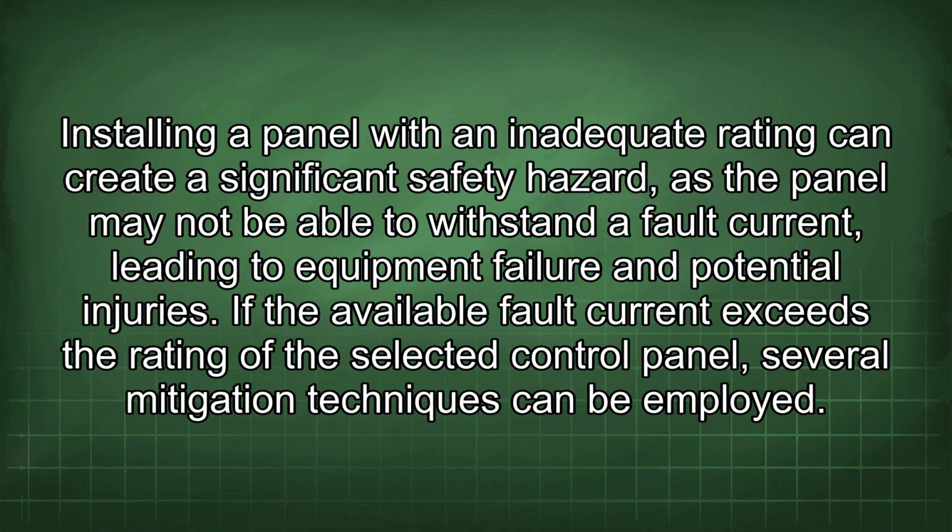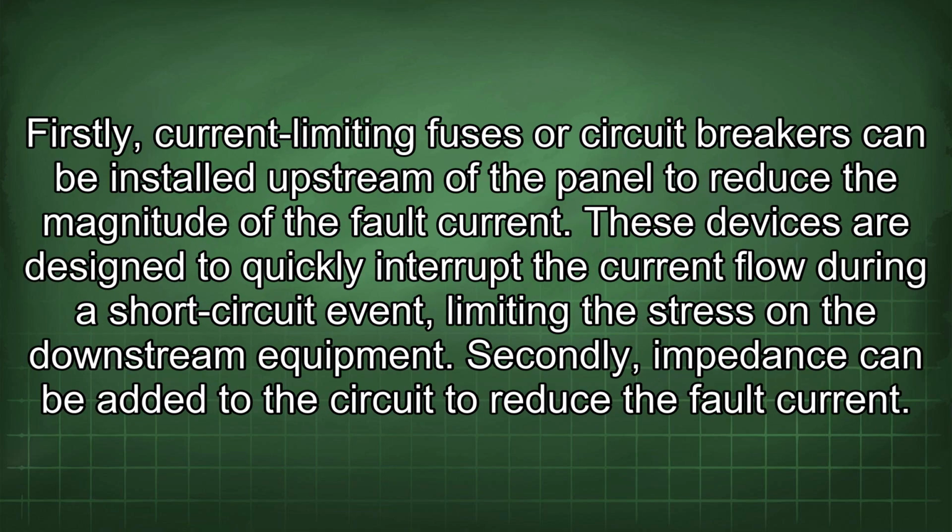If the available fault current exceeds the rating of the selected control panel, several mitigation techniques can be employed. Firstly, current-limiting fuses or circuit breakers can be installed upstream of the panel to reduce the magnitude of the fault current. These devices are designed to quickly interrupt the current flow during a short-circuit event, limiting the stress on the downstream equipment. Secondly, impedance can be added to the circuit to reduce the fault current.